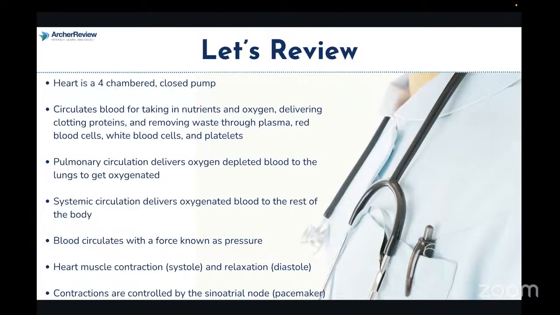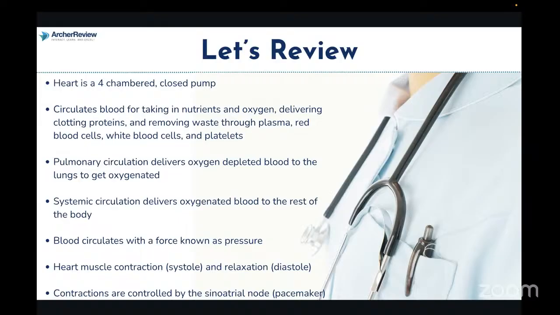All right, so let's review quick. The heart is four-chambered. It is a closed pump. It circulates blood for taking in nutrients and oxygen. It delivers clotting proteins and removes waste through plasma, red blood cells, white blood cells, and platelets. So these are things that are always circulating in your blood.